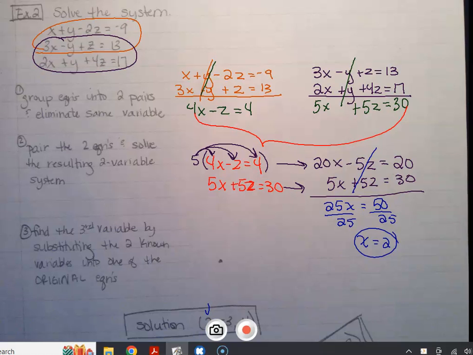Since we already have x, we could plug it into one of these two. Absolutely. So you want to do the 4x minus z? Okay, so I'm going to take the 4x minus z equals 4, and I'm going to plug 2 into that. So 4 times 2, that's a 2, minus z. So then I've got 8 minus z equals 4.